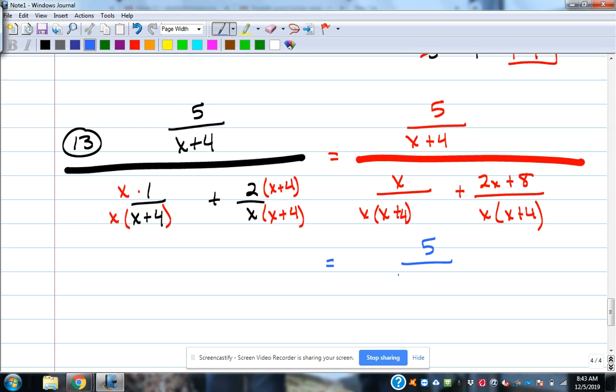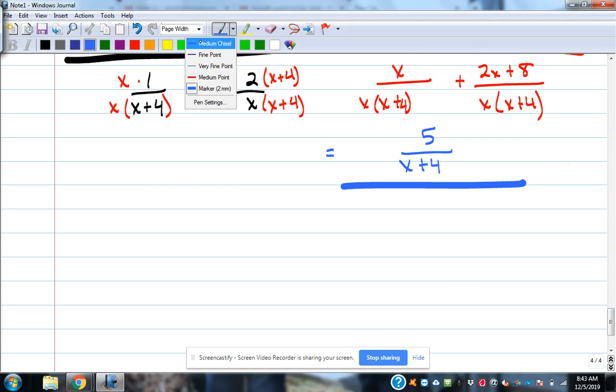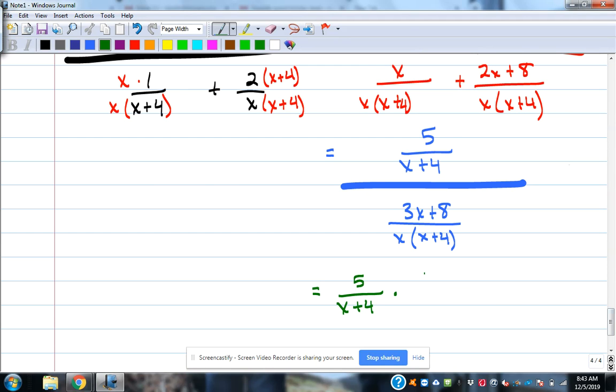So we got the 5 over x plus 4 over 3x plus 8 over x plus 4. Now you can make that division problem turn into multiplication. So always flip the bottom one. And 5x over 3x plus 8.